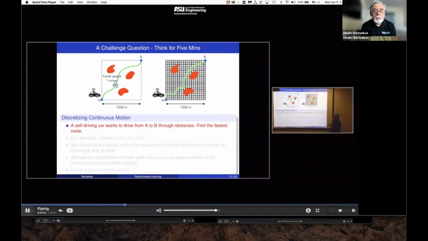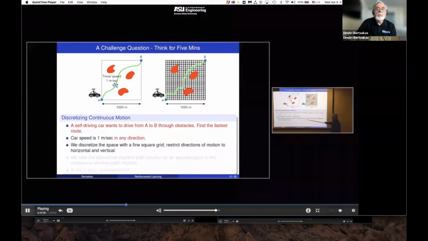Okay, so this is a shortest path problem, but with a continuous state space. So I approximate this by introducing a fine grid, okay? Makes sense to do that. And we discretize the space with a fine squared grid, and in order to stay on the grid, we restrict directions of motion to be horizontal and vertical.